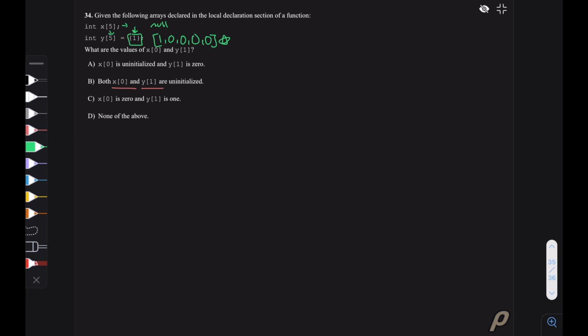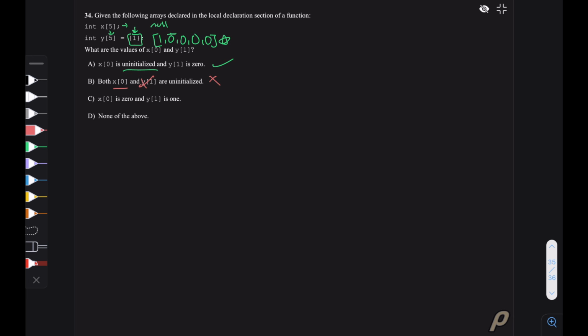So if we look at A, I know I was going to say B, but I'll just start at A. X0 is uninitialized, so the value at 0 of x is uninitialized, which is true, since we never initialized any of x, and y1 is 0. y1 is this value here, and that is 0. So that probably means A is going to be a correct answer. But we'll look at B. So B, both x0 and y1 are uninitialized. We know all of y is initialized, so that's not true. X0 is uninitialized, but the y1 is initialized. So this is not correct.